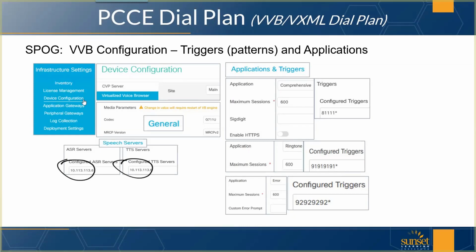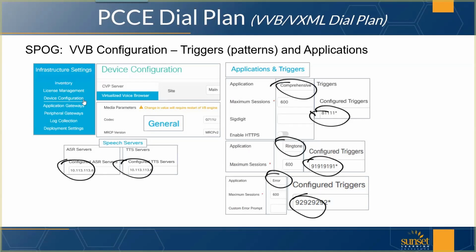But that's again really outside our definition, if you like, of the dial plan. What we want to concentrate on is our dial plan. And under the applications and triggers banner of the virtual voice browser, we're defining, among other things, 8111 as pointing to the comprehensive application, 9191 pointing to the ringtone application, 9292 pointing to the error application.